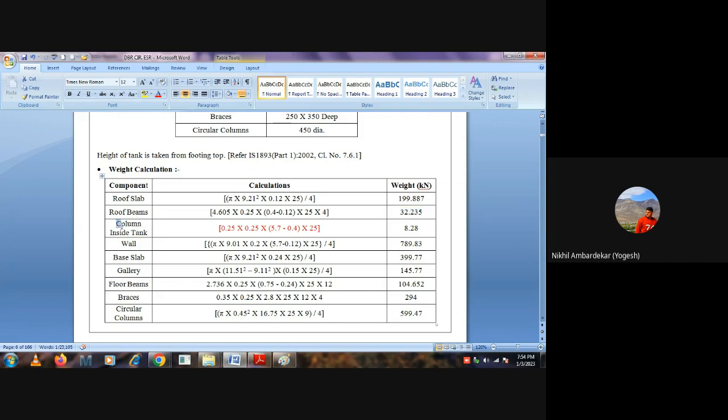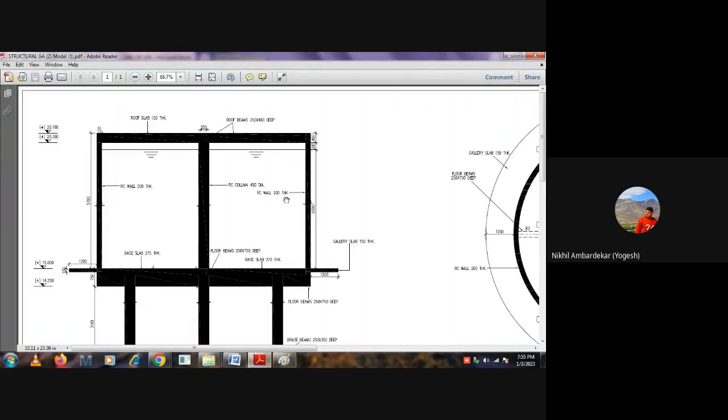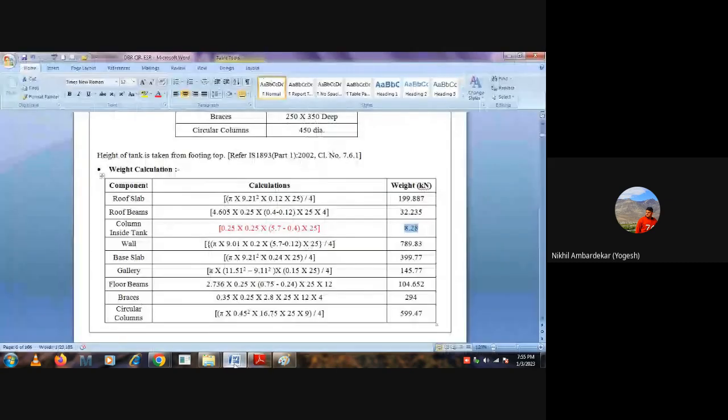Similarly we need to calculate the column inside, which is circular, so we calculate the weight for that column also. I will not calculate the weight because it's very simple. Maybe you can calculate on your own when you have all the inputs. So same way we can calculate wall weight, base slab, weight of the gallery, floor beams, and the brace beams, like these staging beams, all these beams, and the circular columns below the base slab.